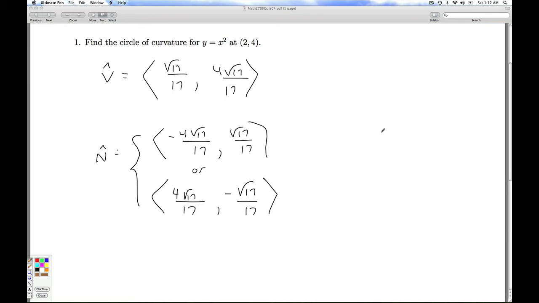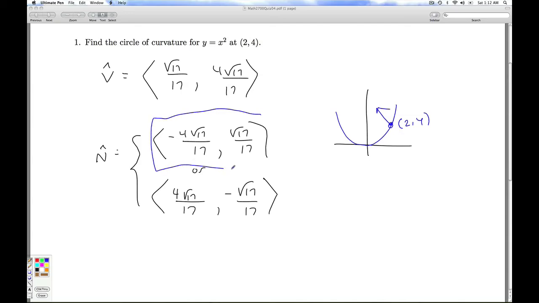And then I pick whichever one of these lies on the concave side of the curve. So I go back to my little sketch here, like so. There's the point 2 comma 4, and the question is which of these is going to point in that direction. Well, if I'm pointing in that direction, I need to have a negative x component and a positive y component. That's this one right here. That's the guy that I need. So this tells me the direction to go. I need to start at the point 2 comma 4 and head off in that direction.